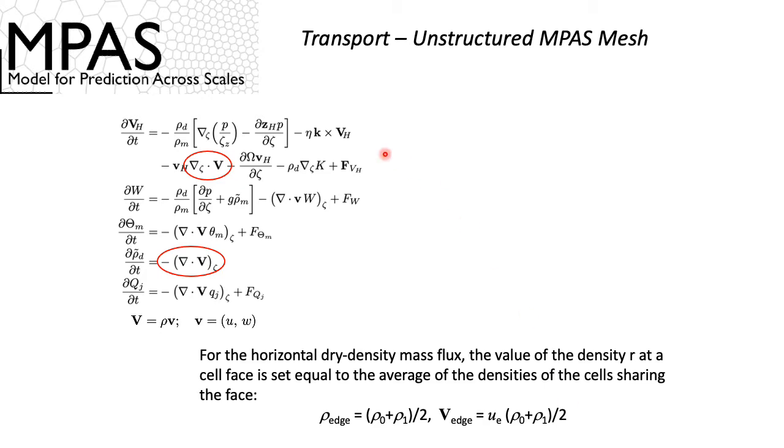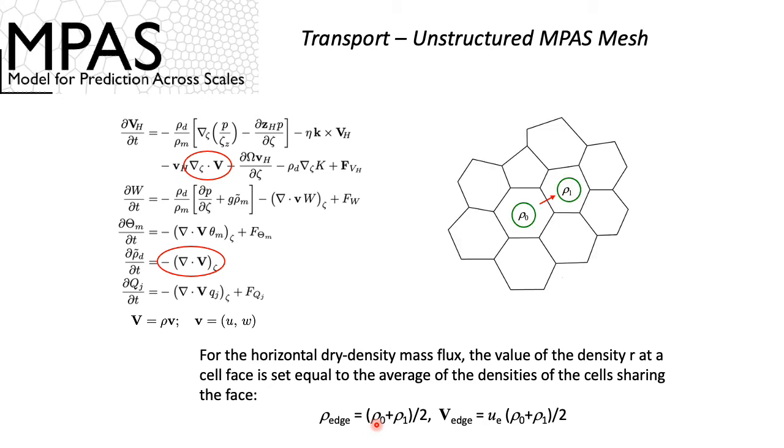So first, let's look at this dry air mass flux divergence here. This term shows up in two places. Now note, this capital V is the density times the velocity. That's as depicted down here. The bold-faced capital V is normal velocity times the density defined at the cell edge. And for these mass flux divergences, we just take the average of the two densities from the cells that share that edge. And that's depicted here in this figure.